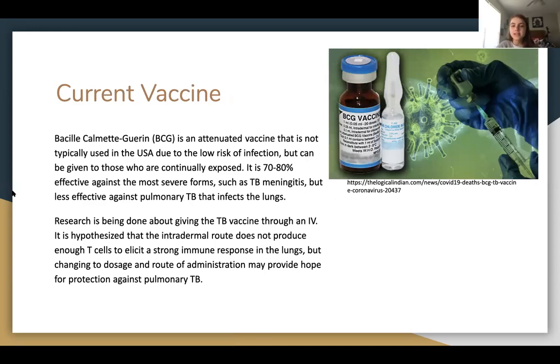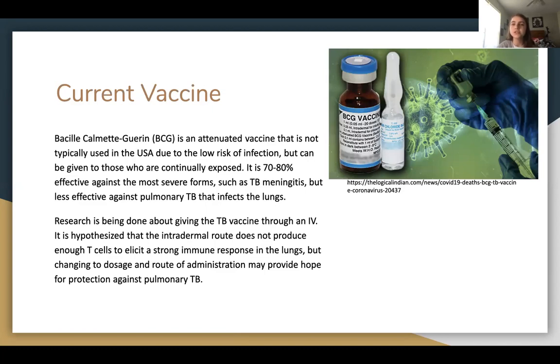So the current vaccine that is actually available is the BCG vaccine. It's an attenuated vaccine. It's not typically used in the United States due to just the low risk of infection, but it is given to those who are continually exposed. It is 70 to 80% effective against the most severe forms of TB, such as TB meningitis, but is least effective against pulmonary TB that affects the lungs.